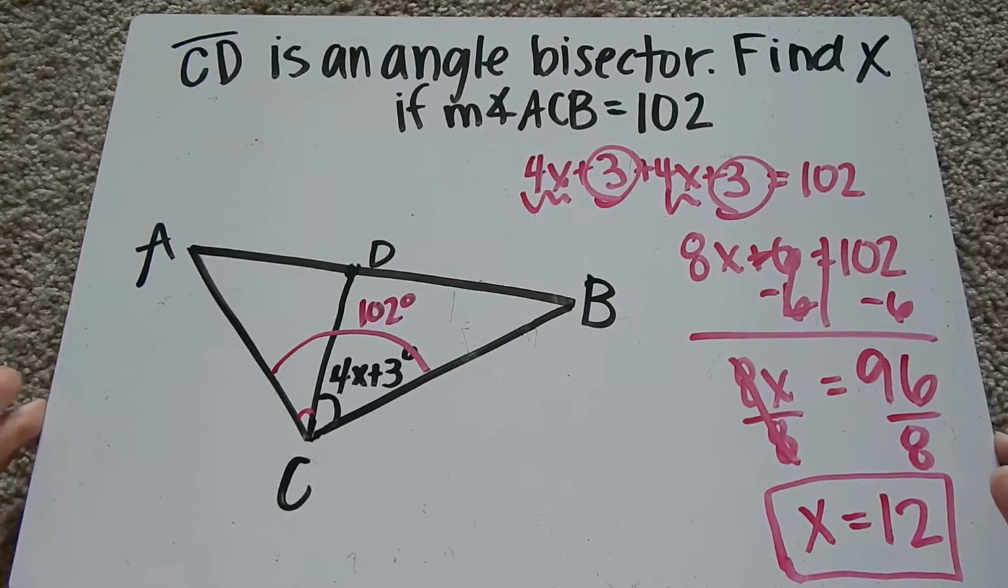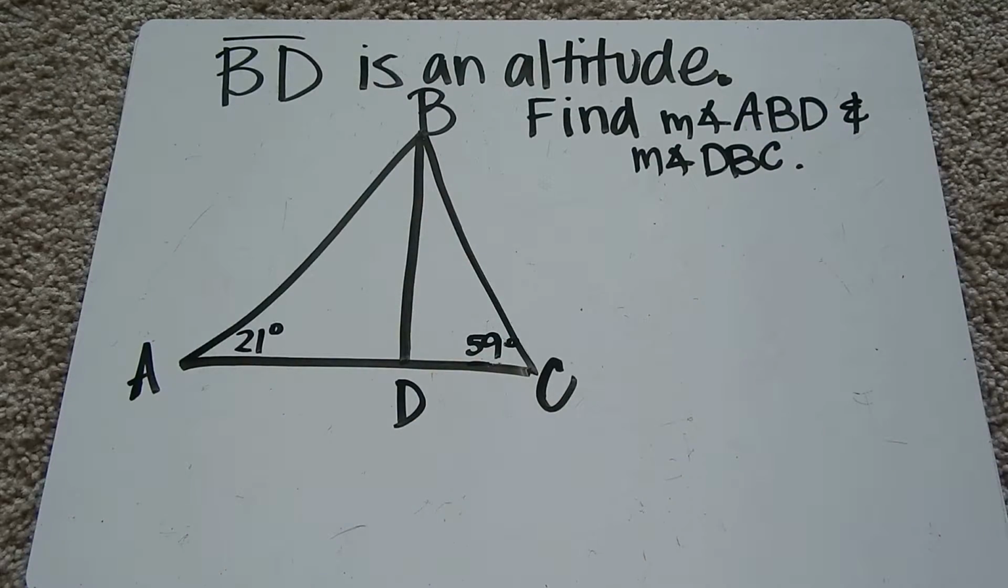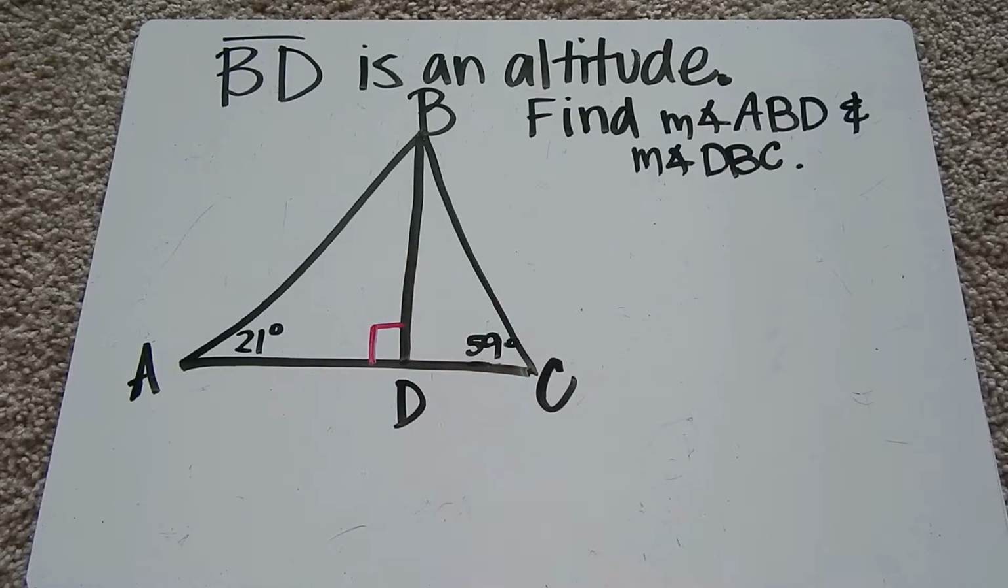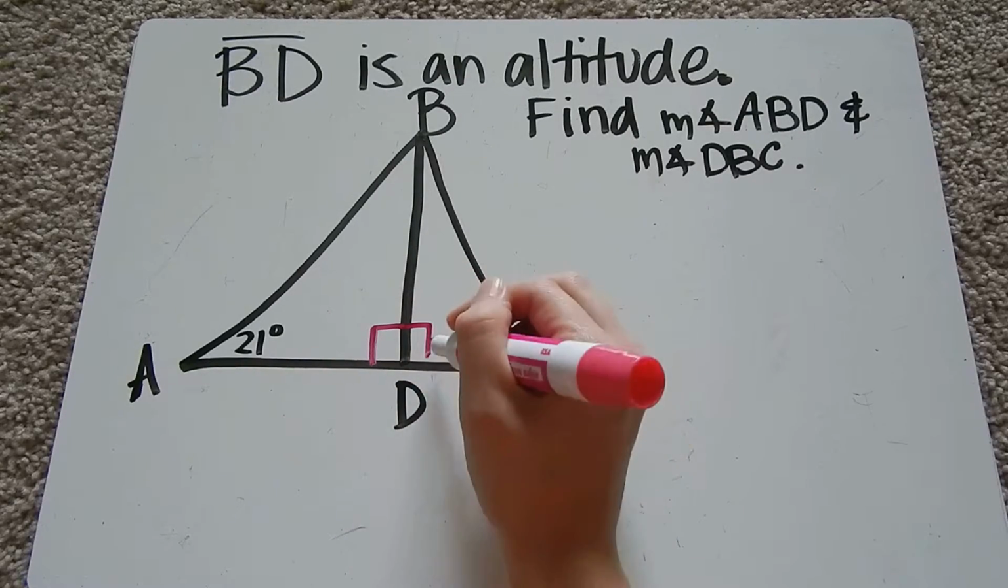Okay, moving on to our last example. This last example says BD is an altitude. So let's try to remember what altitude means. An altitude is a line that extends from the vertex to the opposite side, forming a 90-degree angle. So that tells me here is a 90-degree angle. Now that I know that, I also know this side is 90 degrees as well.